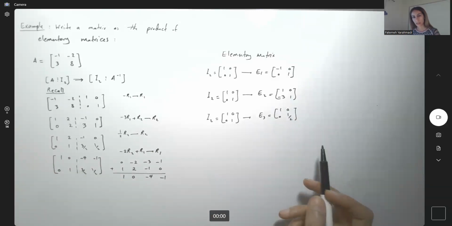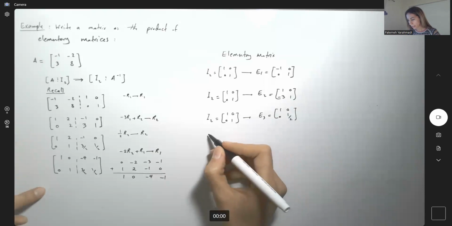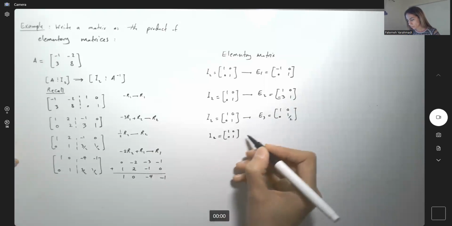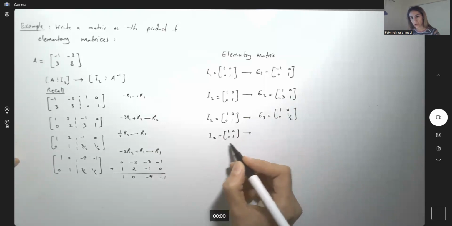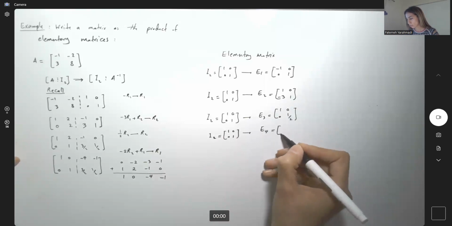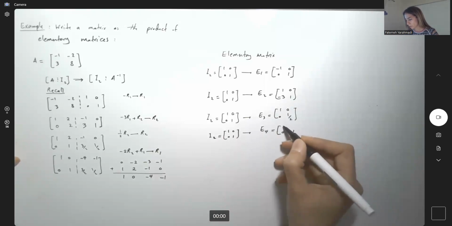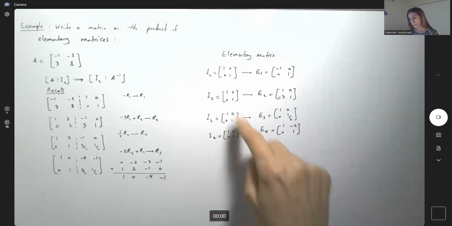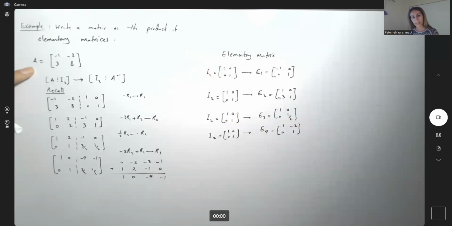What is the elementary matrix? In this case, again, you have I2, which is 1, 0, 0, 1. What are we going to do? We're going to multiply the second row by -2 and add it to the first row. So E4, or the fourth elementary matrix, is 1, -2, 0, 1. All right. So step by step, we're going to multiply these matrices by A, and it generates the identity matrix for us.